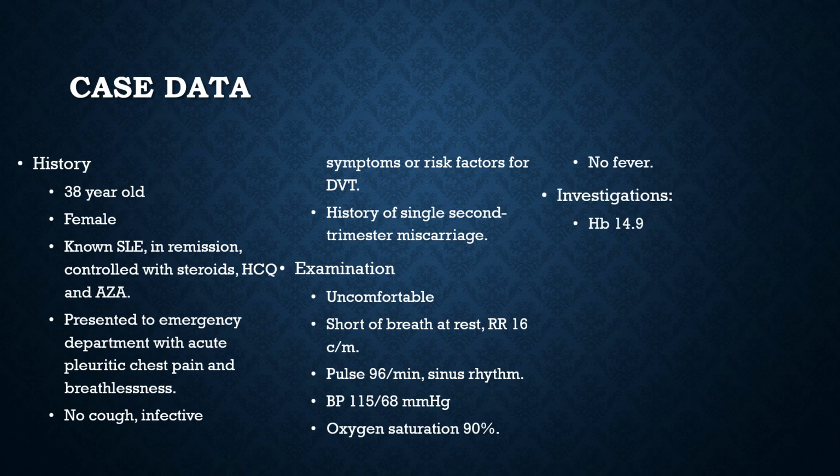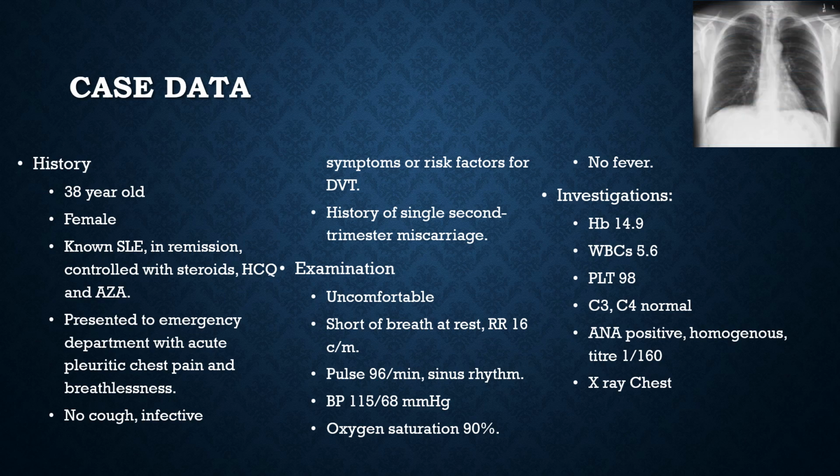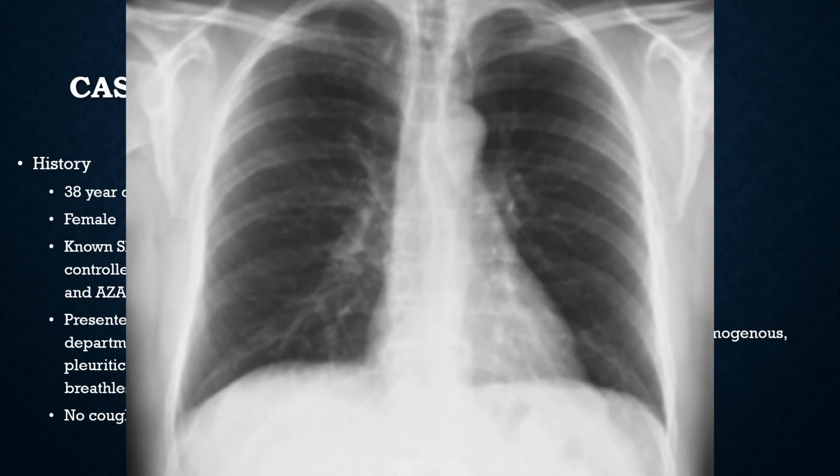Investigations revealed hemoglobin within normal at 14.9, WBCs within normal at 5.6, and thrombocytopenia with platelets 98 only. C3 and C4 were normal. ANA was positive by immunofluorescence, homogeneous pattern, with a titer of 1 over 80. This is the chest X-ray of this case. Look at the X-ray and then answer the question.